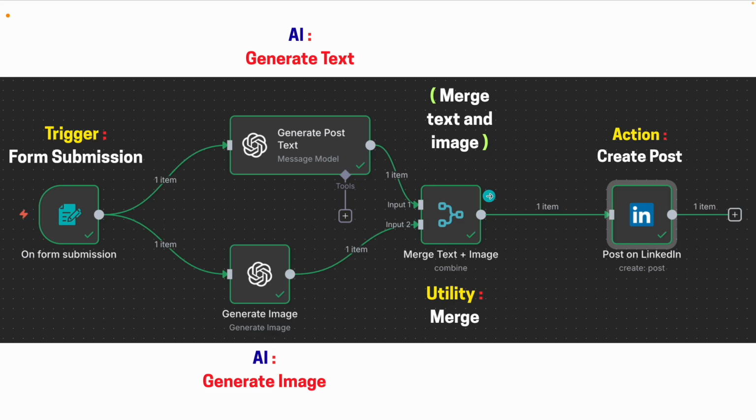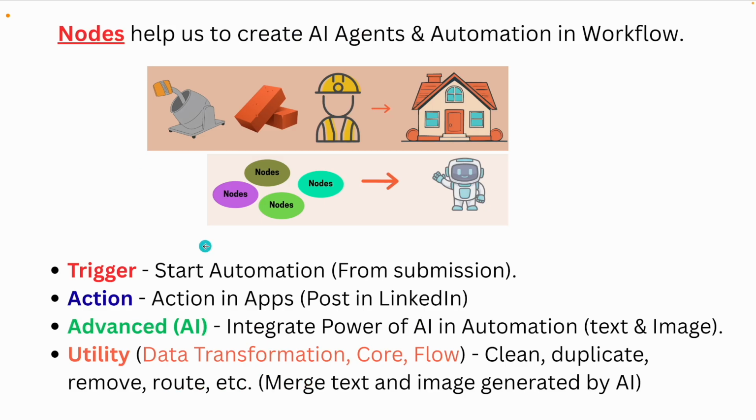Once we have done this, the last part is the action. If you notice here, we have performed the trigger, we have performed the AI action node, and we have also used utility to merge the data. Now we are going to perform an action, and actions are always performed in the apps. In our case it will be LinkedIn, and the particular task will be post. That is what we are going to do now.